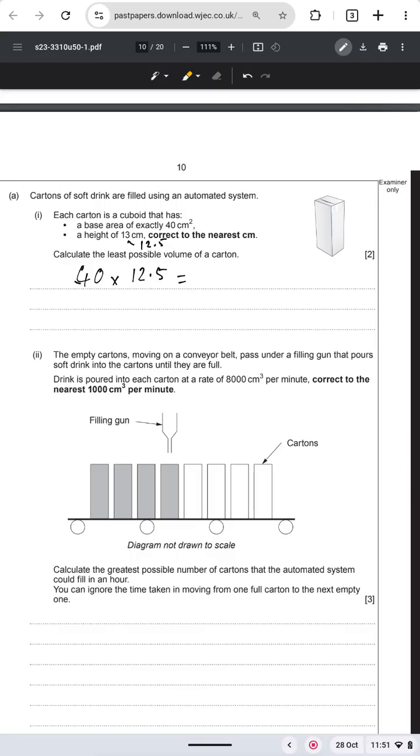I'm just going to do this as 125 times 4, which is 500 millilitres. Because I can move the decimal point, I can times the 12.5 by 10 to give 125, and then because I've timed by 10, I can take the 10 off the 40 to leave it with 4.